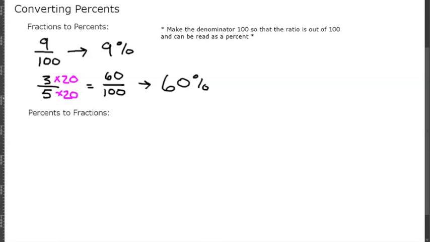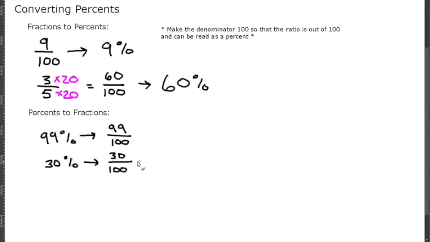Now let's look at converting from percents to fractions. Say that you're given 99%. Well, just write it as a ratio, so it's going to be 99 out of 100. Let's say that I give you 30%. This is going to be 30 out of 100.